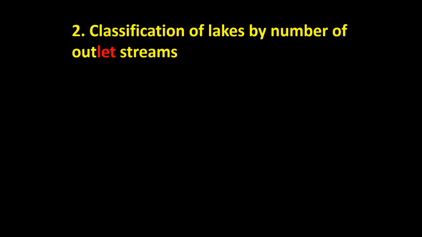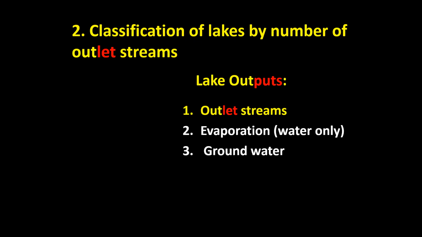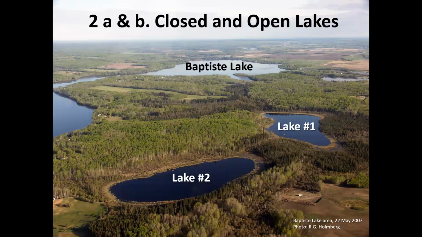Okay, we can also look at the number of outlet streams, and we have to distinguish between outlets and outputs. Not all lakes, but they have up to 3 outputs. They consist of outlet streams, and there's evaporation, which is water only, of course, and then there's groundwater. So you can have closed and open lakes. Near Baptiste Lake, which I've talked about before, there's lake number 1 and lake number 2. These are their official titles because nobody had a name for them when they were surveyed. This is close to home, and that circle shows where I live.